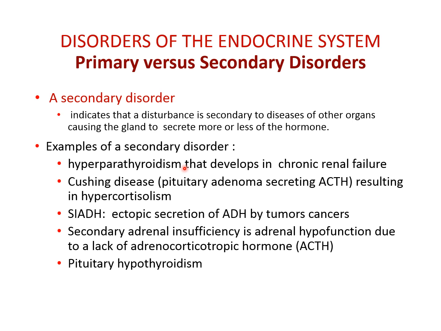hypersecretion of parathyroid hormone. In Cushing disease, for example, there is an increase in the level of cortisol, or hypercortisolism, and this is usually caused by an adenoma, or a tumor of ACTH-secreting cells in the pituitary gland. Another example is ectopic secretion of ADH due to tumors and cancers.